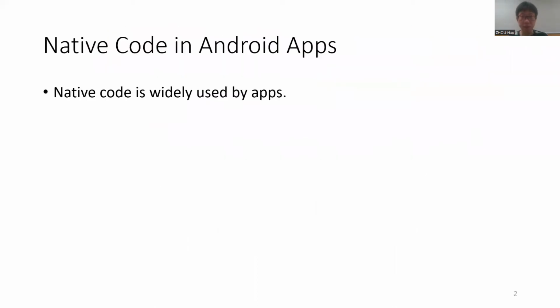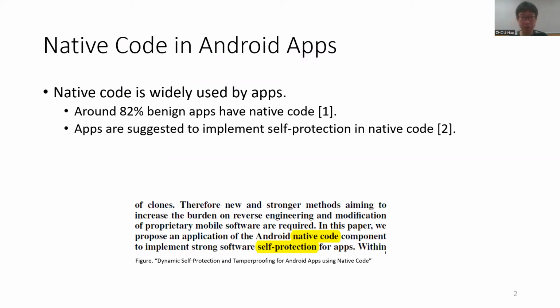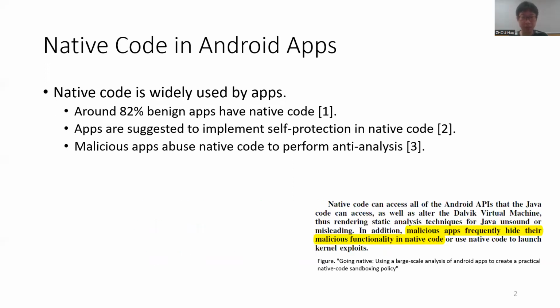Android continuously dominates the smartphone market with over 17% share, and more apps use native code. A recent study showed that about 82% of apps use native code for implementing advanced functionalities or achieving better performance. Many guidelines and research papers suggest that security-sensitive apps such as mobile banking apps should implement self-protection techniques in native code to prevent them from running on rooted devices and being tampered with.